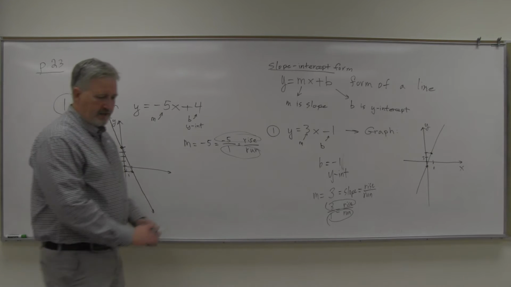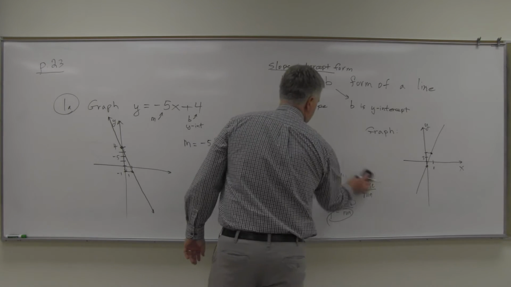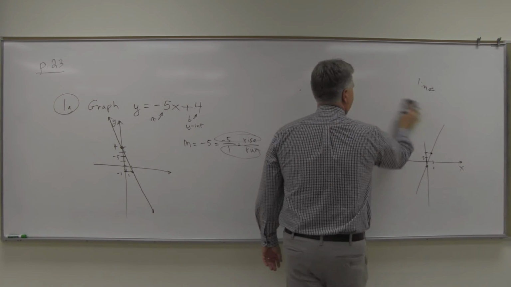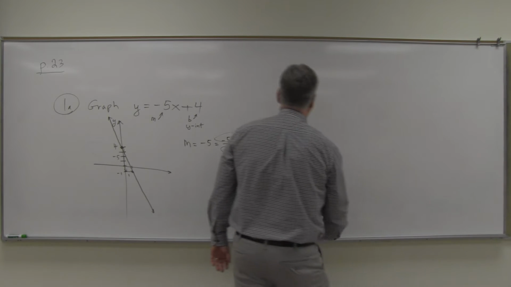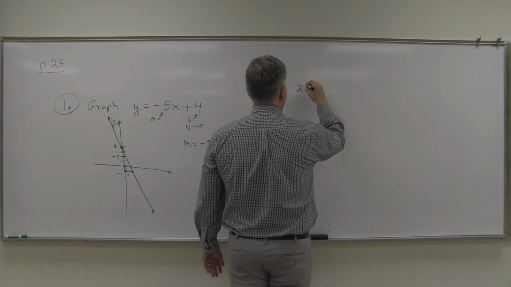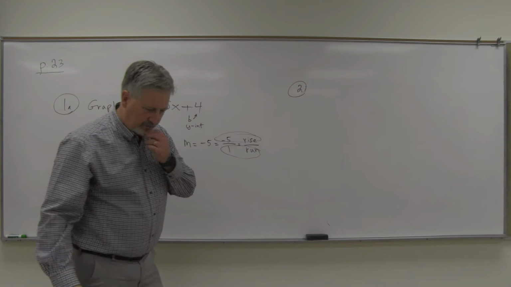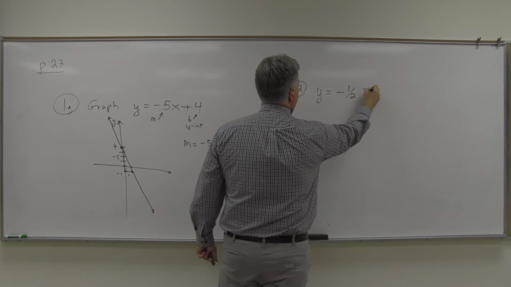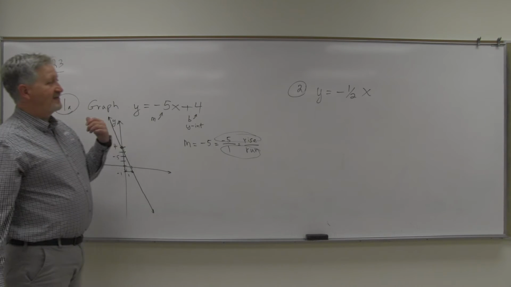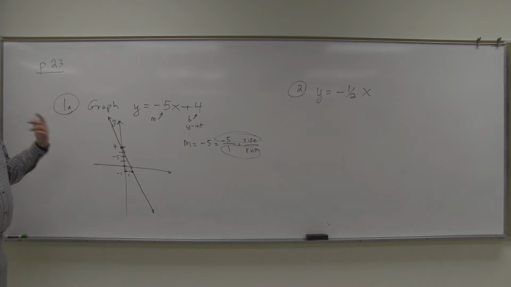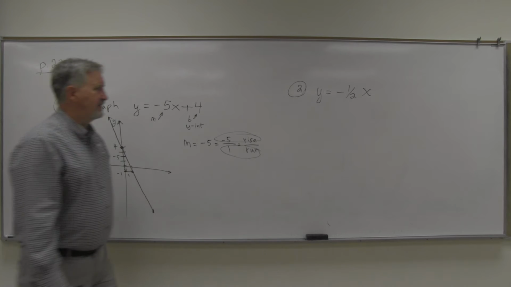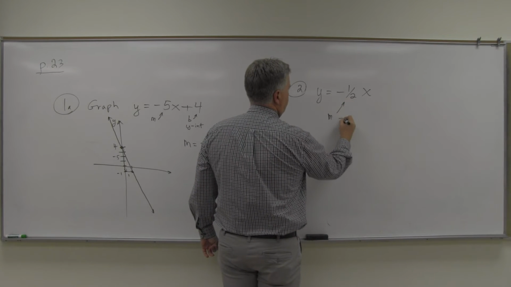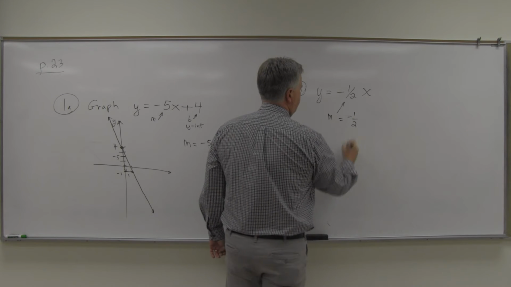All right, number 2. Page 23, bottom of the page. We have y equals -1/2 x. Written that way. Yeah, so that's the same deal. The negative is kind of on the side there, but it is either the top or bottom, not both.